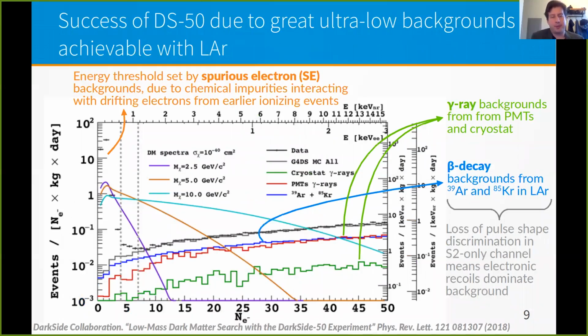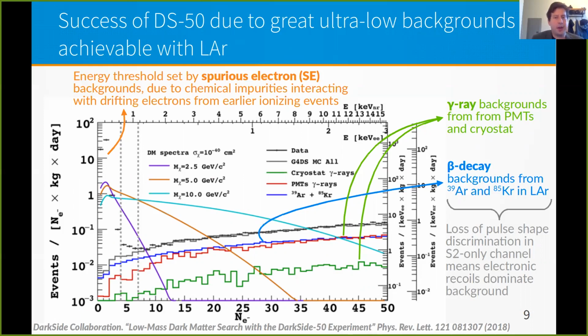So this is the background spectrum that DarkSide 50 saw. Most of the energy range here is dominated by these electromagnetic backgrounds caused by gamma rays, which come from the photomultiplier tubes or from the cryostat, or from beta decays within the argon itself. And these are primarily from argon 39 or krypton 85. So DarkSide 50 used underground argon, which is very isotopically pure compared to atmospheric argon, but there's still some of these radioactive elements in it.